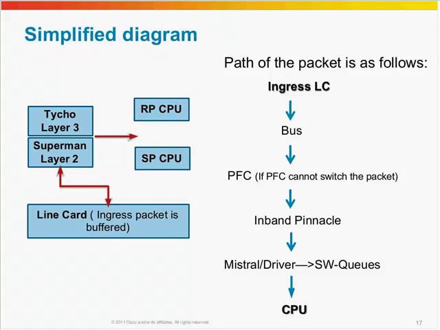The point I want to focus on here is that in a normal 6500 running a Sup720 or any Sup, we should not see any data packets going to the RP or the SP CPU, unless there is a special attribute in the packet which causes it to be punted towards my CPU.